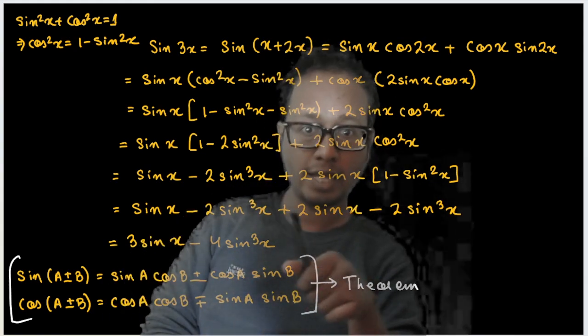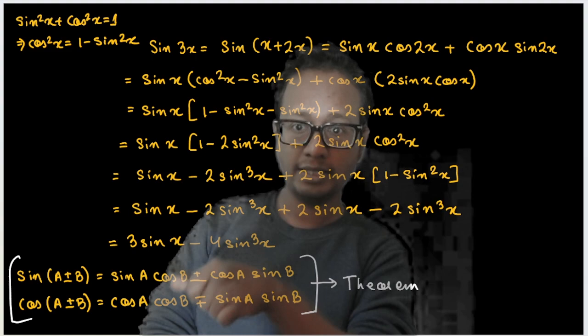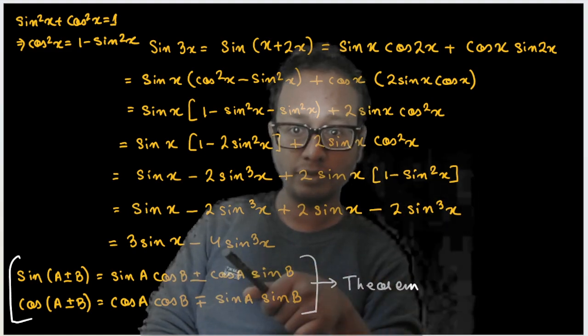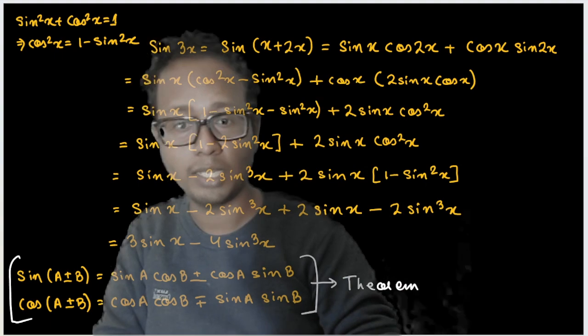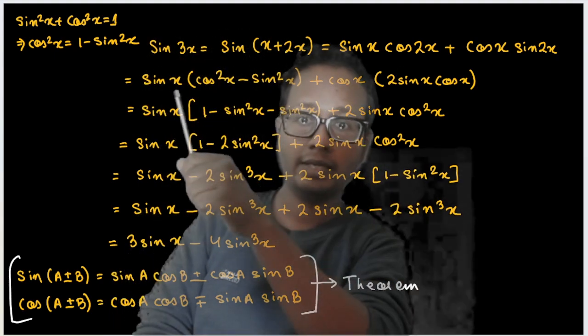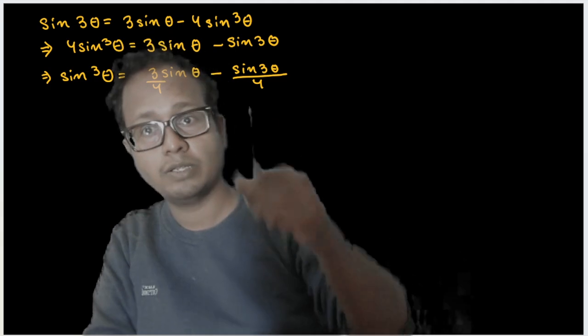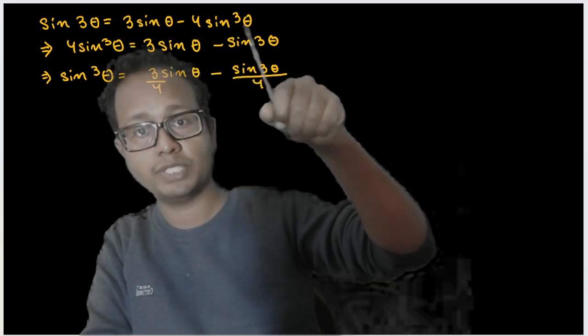Plus 2 sin x and plus sin x. It is nothing but 3 sin x minus 2 sin cube x, and minus 2 sin cube x is nothing but minus 4 sin cube x. And we get the formula sin 3x. Sin 3x is equal to 3 sin x minus 4 sin cube x, or sin 3 theta is equal to 3 sin theta minus 4 sin cube theta.